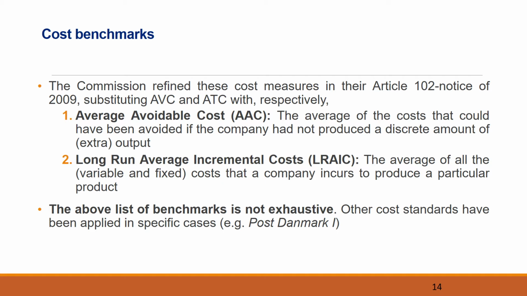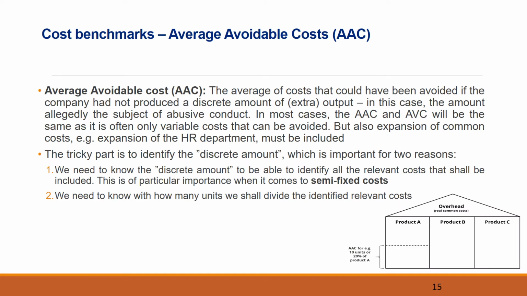In the following slides, we will look into more detail how these cost benchmarks are calculated, specifically how AVC, AAC, ATC, and LRAIC are calculated, and which considerations must be made when doing so. AAC is the average of the costs that could have been avoided if the company had not produced the amount allegedly the subject of abusive conduct. The challenge in estimating the AAC is to identify this discrete amount.